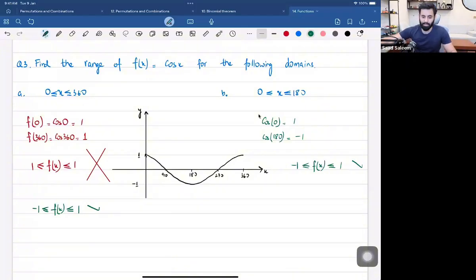Anyone who can explain to me why this works? It's now a one-to-one function. That is correct, because from 0 to 180, what is the function doing? Is it increasing or is it decreasing from 0 to 180? What would you say?